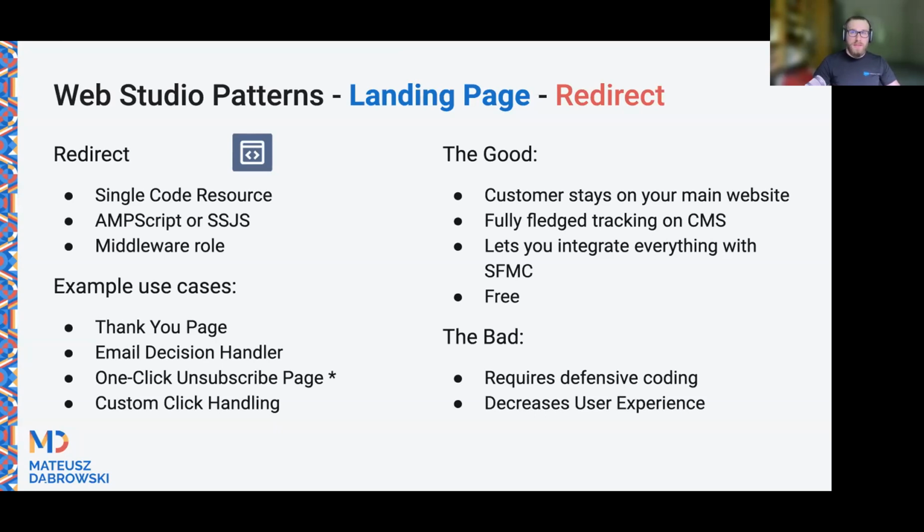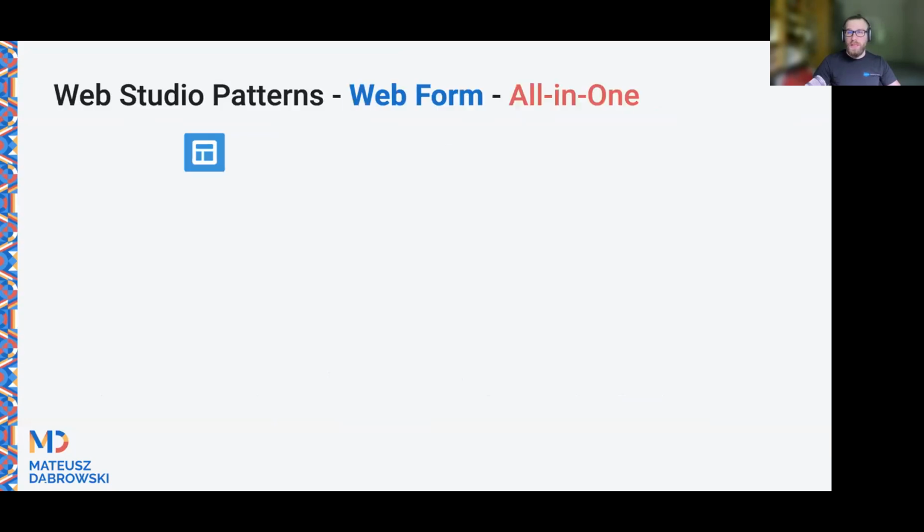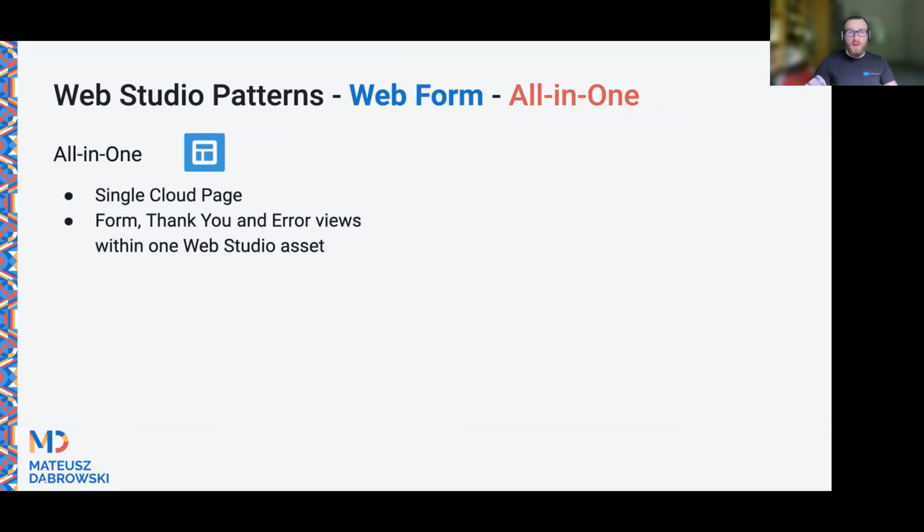Okay, this covers the landing page part. So let's jump to the web forms. And with web forms, we have quite a similar selection of options as we had with the landing pages. So first we have all-in-one. In this case, again, we have a single cloud page. Within this single cloud page, we'll have the form, thank you page, and error page all within this single cloud page. And we will be changing which is being shown with AMPscript or SSJS.